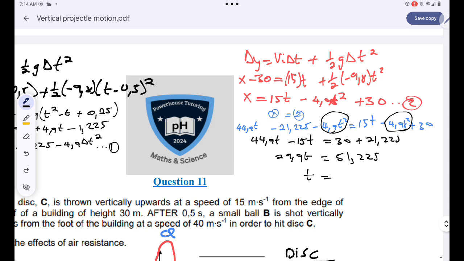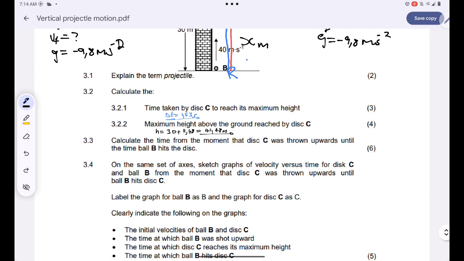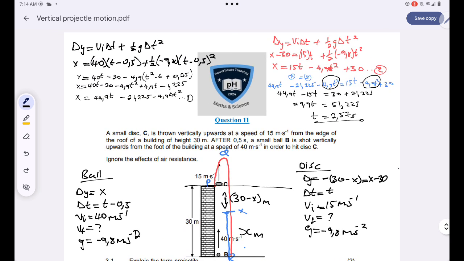Then t will be 51.225 divided by 29.9. How much is that? So t will be equal to 2.57 seconds. So the disc and the ball rather will be in contact with one another after 2.57 seconds. Calculate the time from which, yeah. So this is the time, ne, guys.